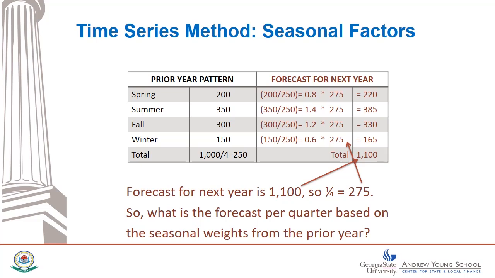The solution to dealing with seasonal differences is to divide the prior year's quarterly amount, say the 200 in the spring quarter, by the actual total for the current year, or 1,000, to produce a seasonal factor of 0.8. This means that the spring quarter is 80% of the yearly average. You would multiply that 0.8 by the forecast average of 275 to get a new seasonally adjusted spring forecast of 220.